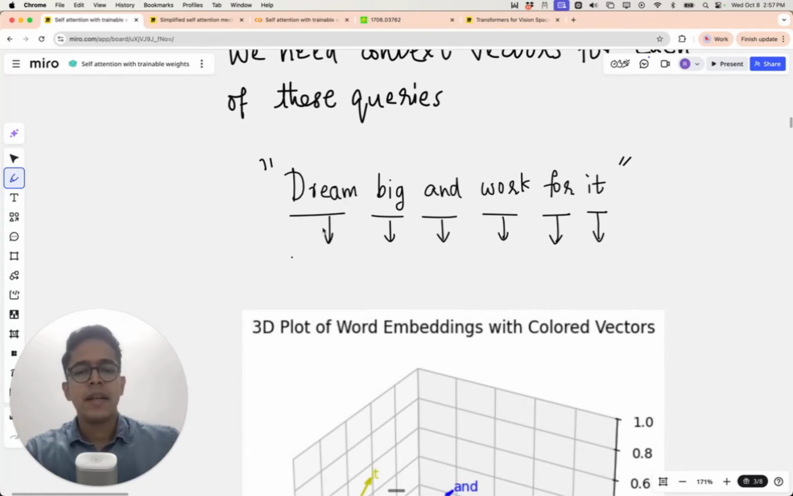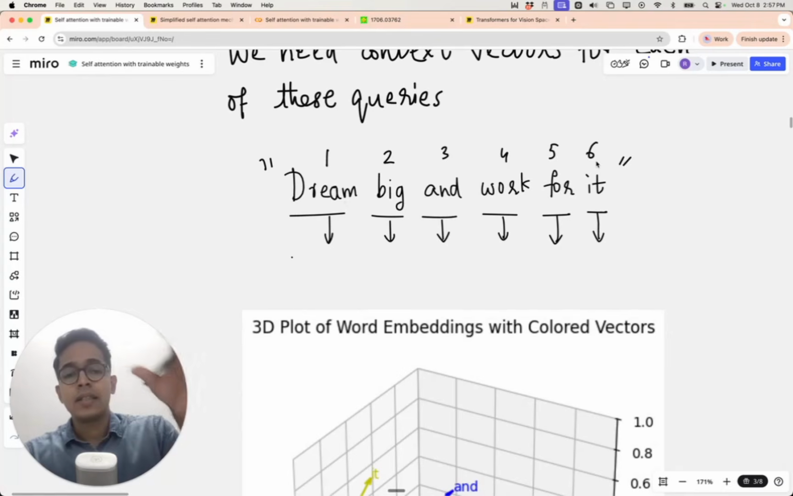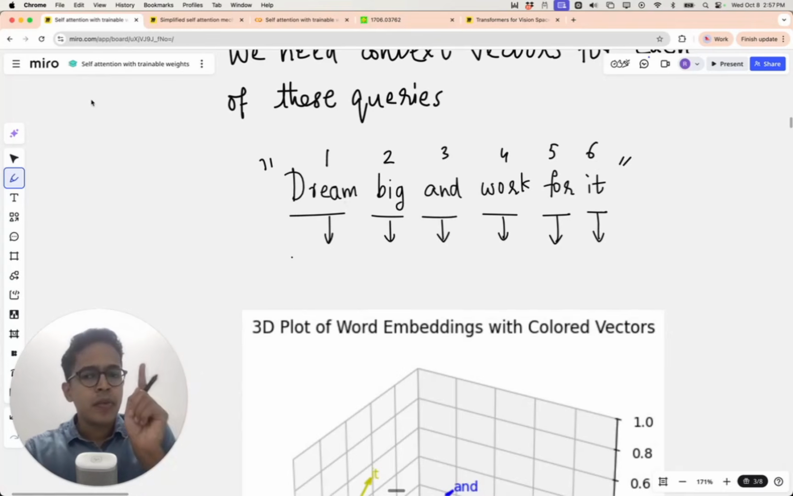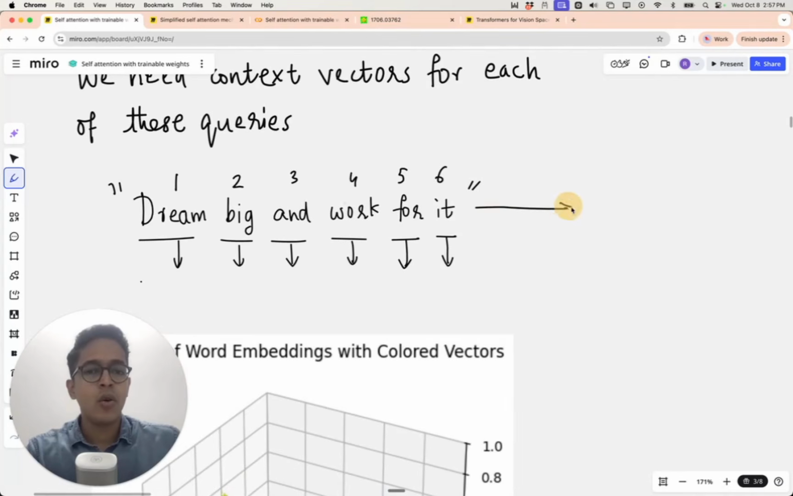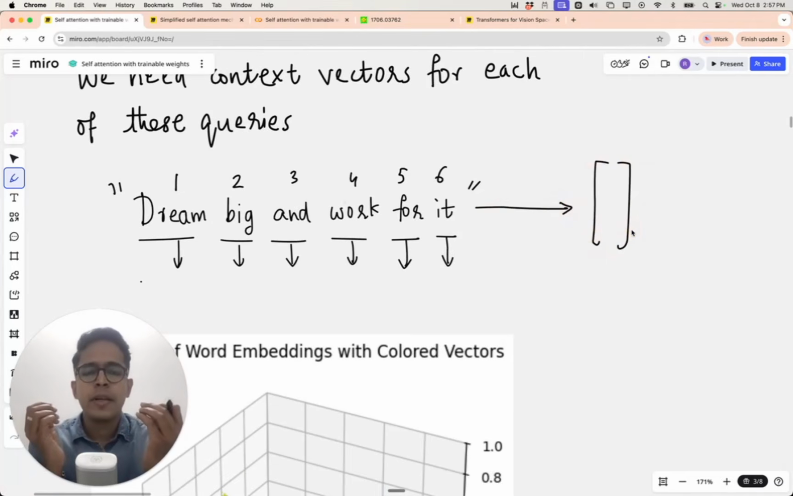But here for simplicity, what we want to do is in this sequence, you have 1, 2, 3, 4, 5, 6. So there are 6 tokens. And for every single token, we want to produce a corresponding context vector. If this was a neural machine translation task in the encoder-decoder architecture of NMT, we would have just produced one context vector at the end of the sequence at the output of the encoder. And we were hoping that that context vector will embed the whole information present in the sequence.